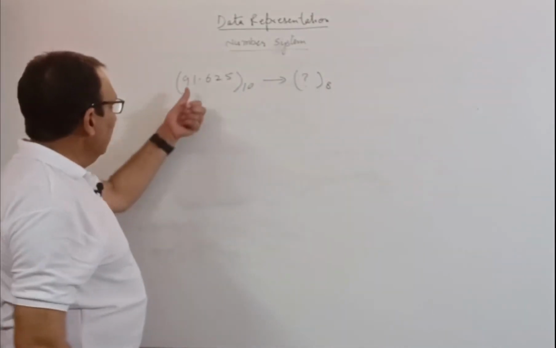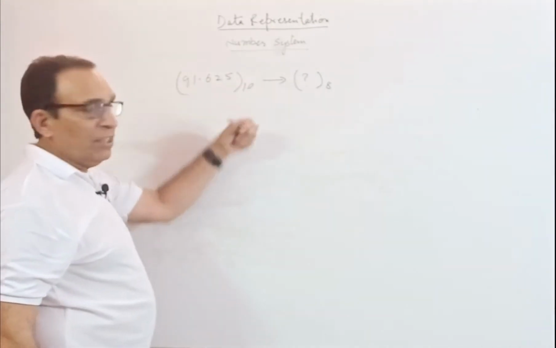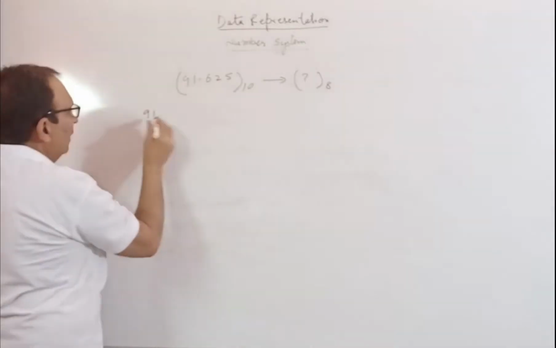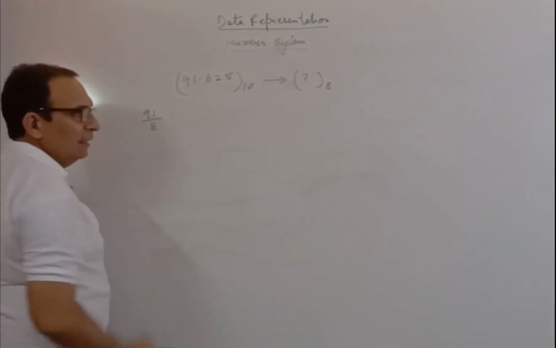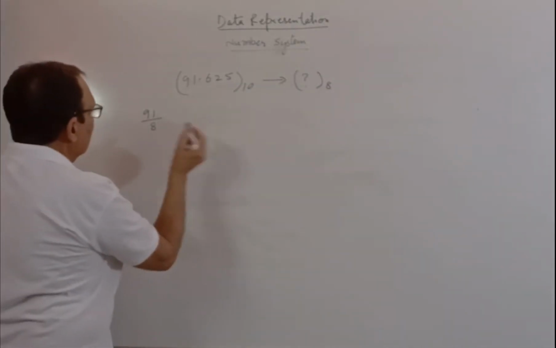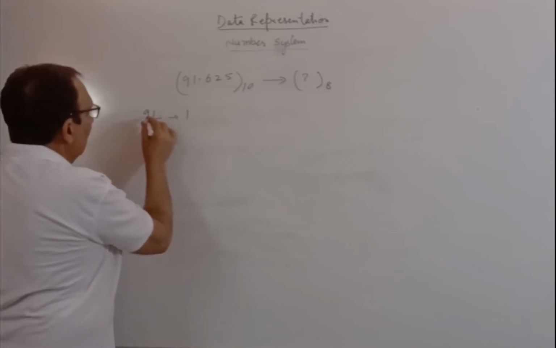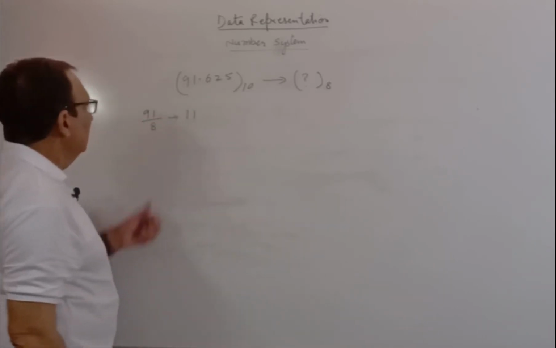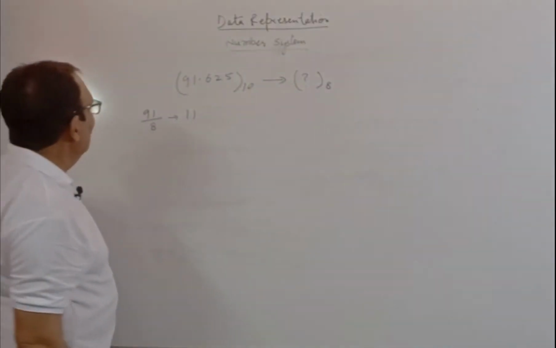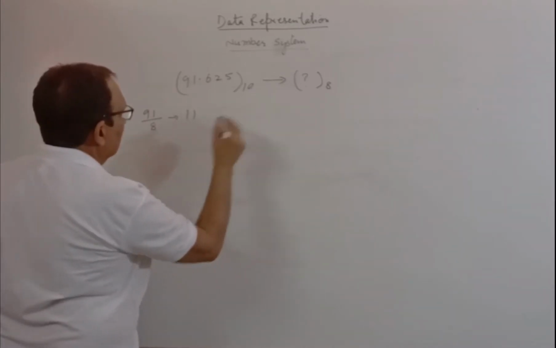It has two parts, one before the decimal and one after the decimal. We'll solve each part separately. So what you do, take this 91, divide by 8. When you divide by 8, 8 elevens are 88, so you have the remainder, how much is it? 3.